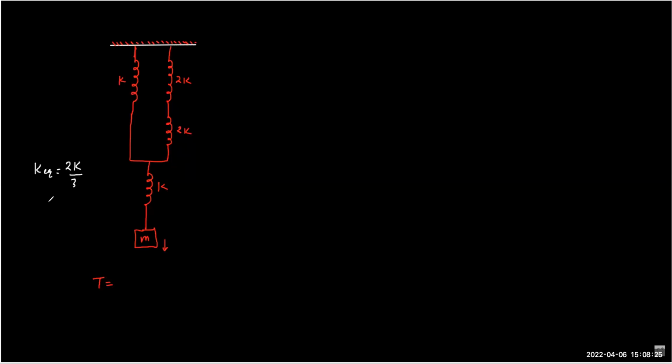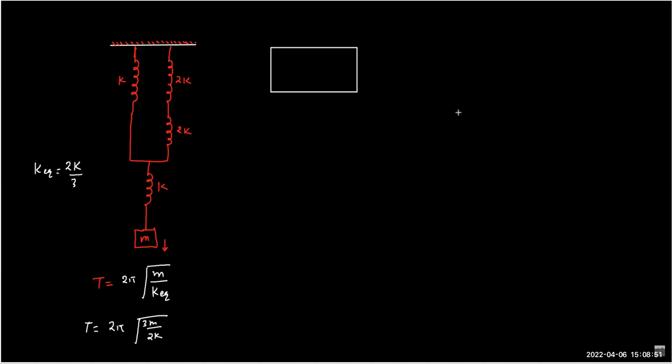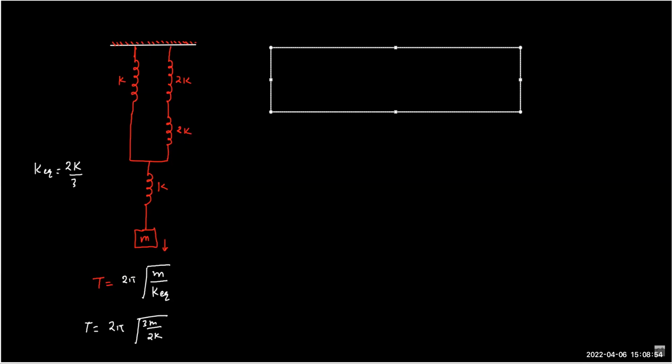So you know how to take the parallel and series combination. The calculation gives 2K by 3. Then T will be 2 pi root under M by K equivalent, which you can write as M by 2K by 3. So that's the answer. Of course, this will not come in any junction, but these are pretty easy.